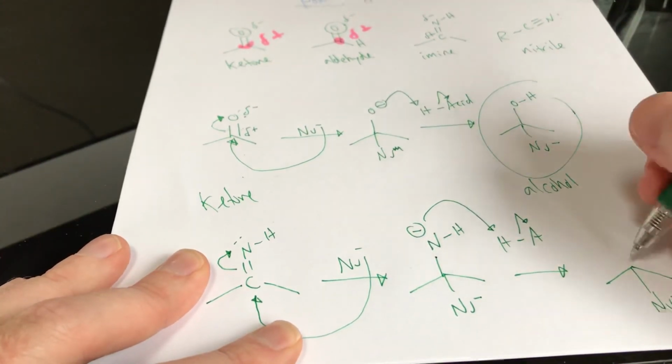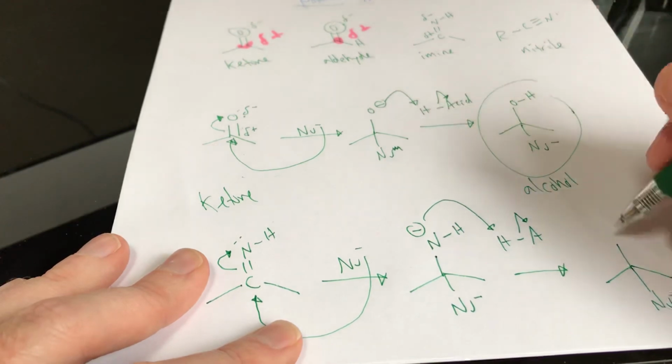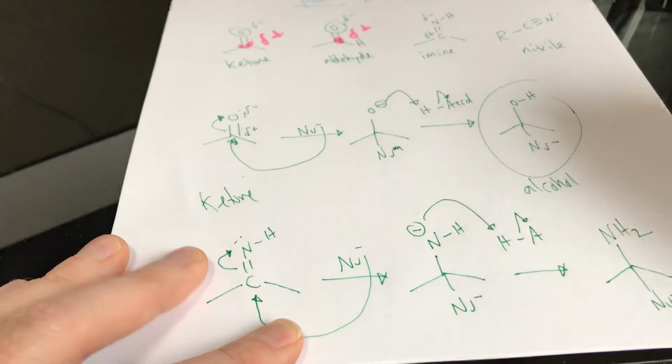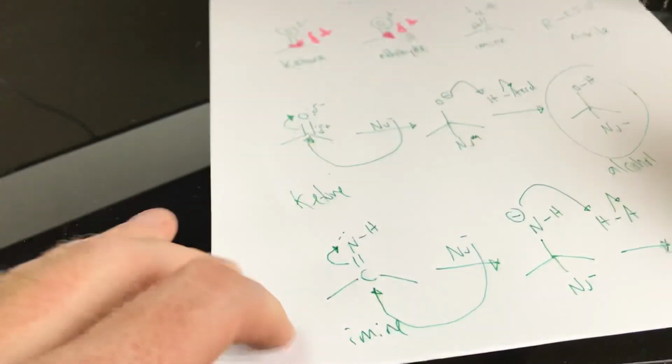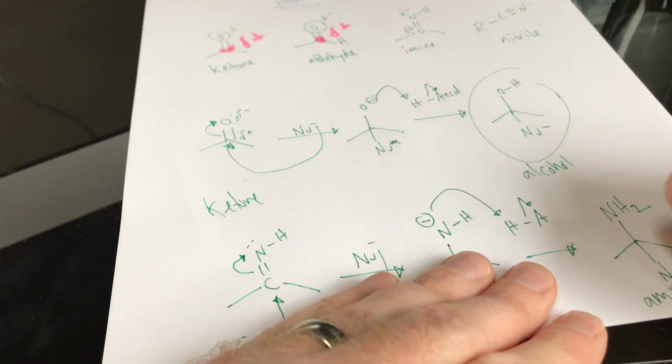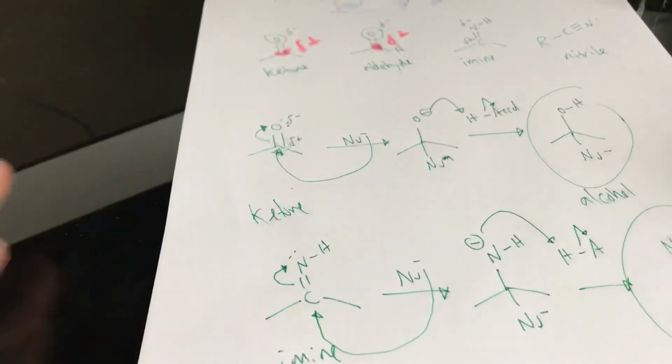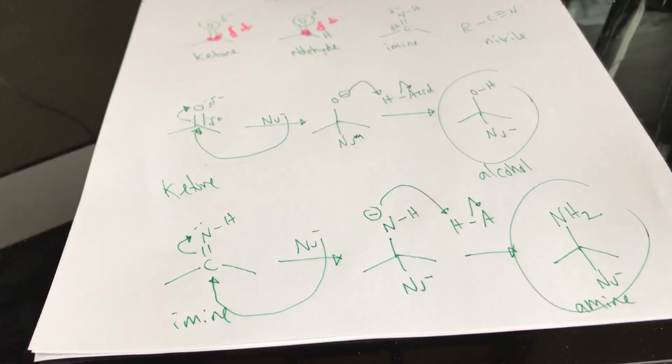My nucleophile's added. Instead of OH, I've got NH2, right? So I went from an imine to an amine, right? Same mechanism though. It's still the exact same either way. So this is a nucleophilic addition to a polar pi bond.